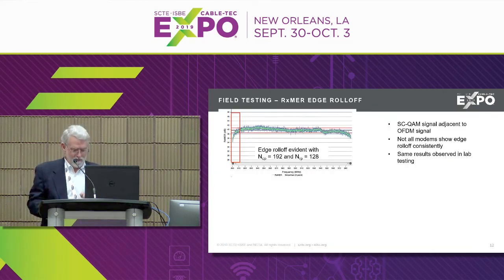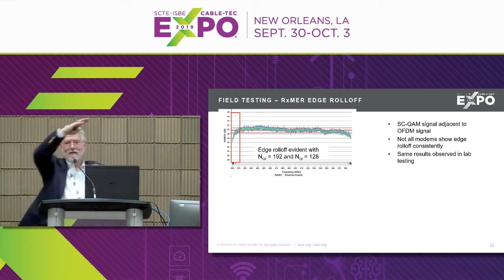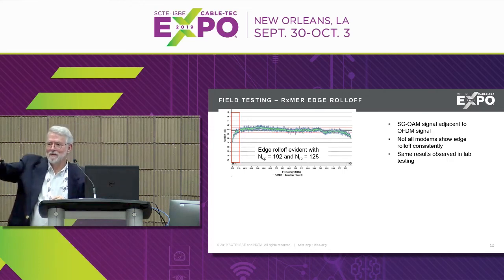Now, here's an example of the edge roll-off, and in this case, the cyclic prefix is set to 192 and the roll-off period 128. And we've got a single carrier QAM channel adjacent to the signal right here on the left, but you'll notice that in this particular example, it causes the MER per subcarrier on the first few subcarriers to be impacted because of the fact that the settings for roll-off period and cyclic prefix result in a taper region or guard band that extends down and underneath the QAM signal.